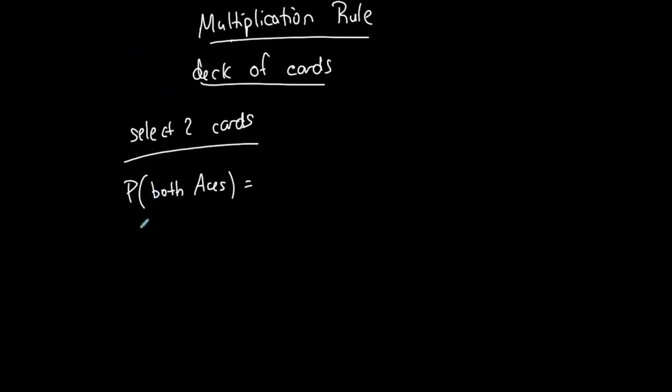So I'm going to select them. Let's do it with replacement first. So I'm selecting the first ace, and then I'm putting it back, and then I'm selecting the second ace. That's called with replacement, which means that these events are independent events. So for two cards, I'm going to multiply two probabilities, and the first parenthesis is going to represent the first event, which is selecting an ace.